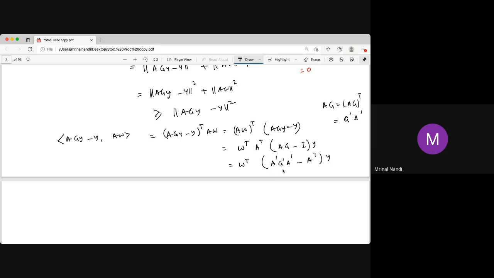Now A transpose G transpose A transpose, what is that? This is actually AGA whole transpose, and this is A transpose. But AGA equals A because G is a g-inverse. Since it is a g-inverse, AGA equals A, so it is 0. So you got that this product term is 0. So once I assume that AG equals AG transpose, we have this. This is a least squares thing.